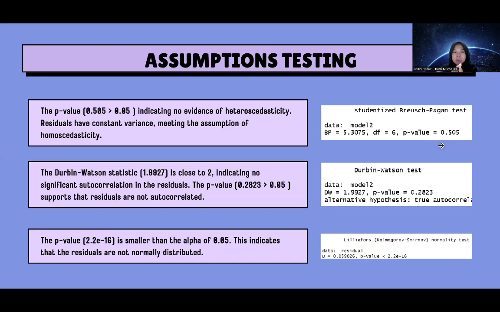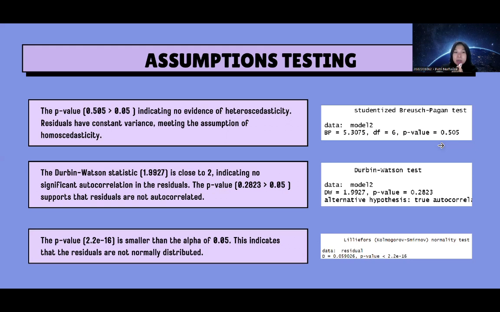Next, we use the Durbin-Watson test to check for autocorrelation. The Durbin-Watson statistic is 1.9927, which is close to 2. That means there is no significant autocorrelation in the residuals. This is supported by the p-value, which is 0.2823 and is greater than 0.05. So the residuals are not autocorrelated, which means they meet the assumption, and we fail to reject the null hypothesis.